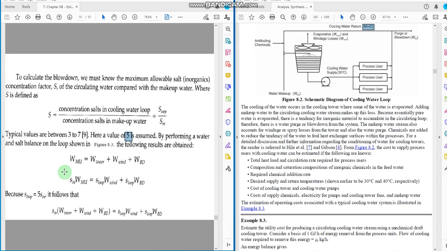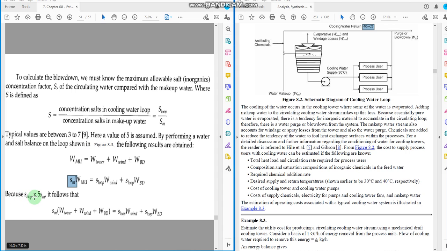And in terms of the salt calculation, you can multiply this equation with the salts. How much salt is present in the system? So salt in is the amount of salt that is coming with the makeup water, and on the right hand side we have the salts that are present in the loop. So you can have S loop times the wind losses plus S loop times the blow down. Obviously we will not include a term for the evaporation, because the salts are not being evaporated, right? So they have to stay within the system.